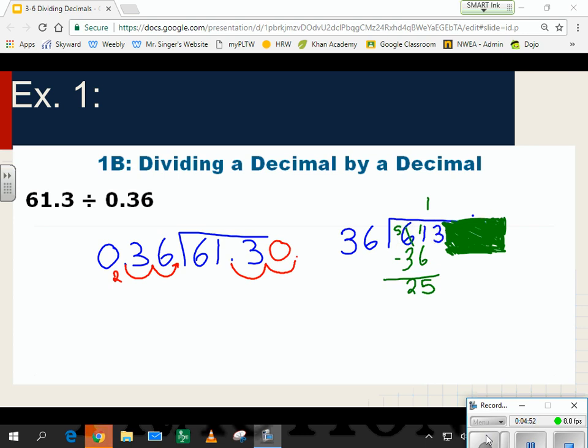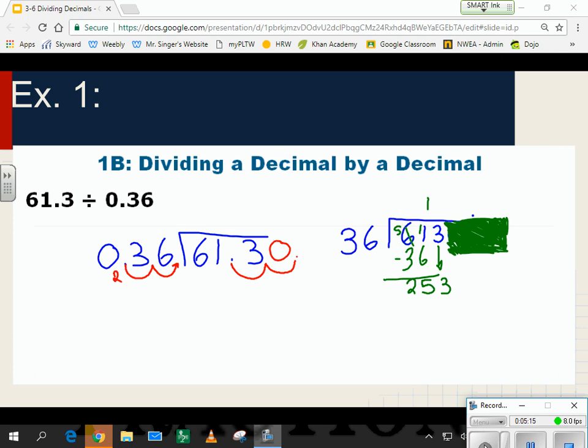We'll slide the box over, and now we see we have to bring down a 3. So now we have to say how many times will 36 go into 253? We know it's larger than 1, and it can't be greater than 9. So here's where we have to do a little bit of work to try to figure out how many times 36 will go into 253.